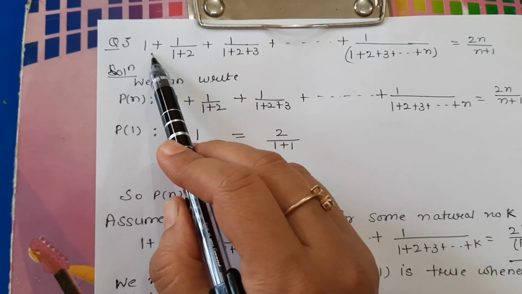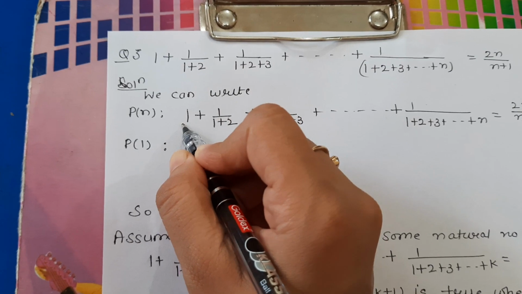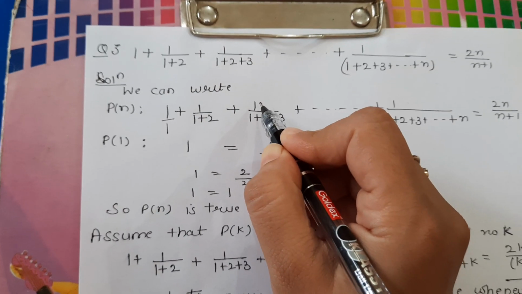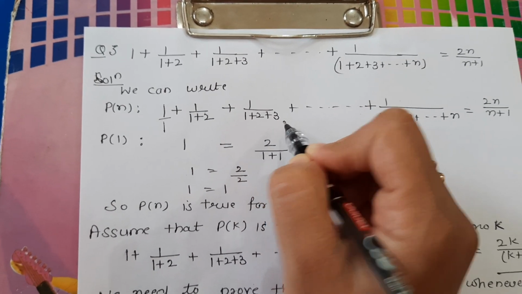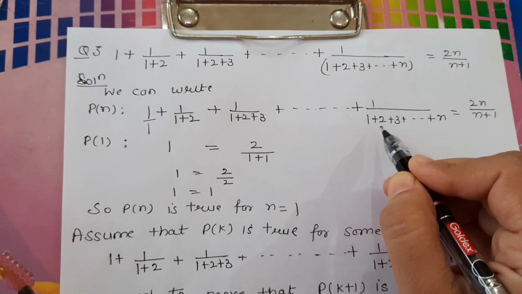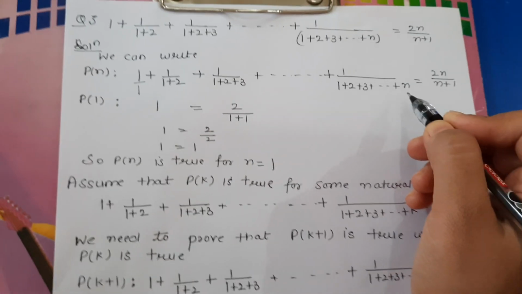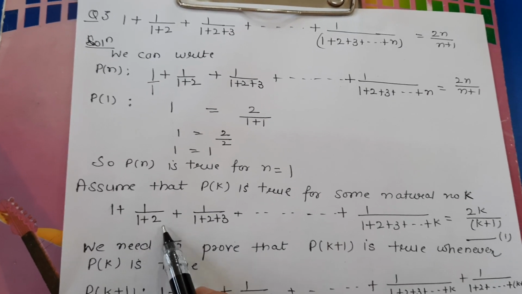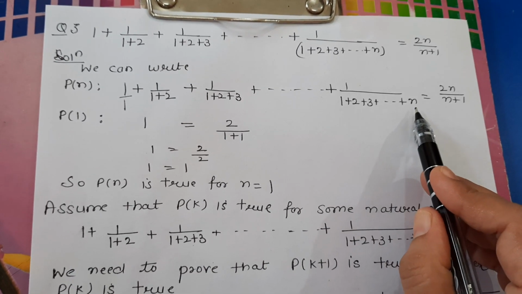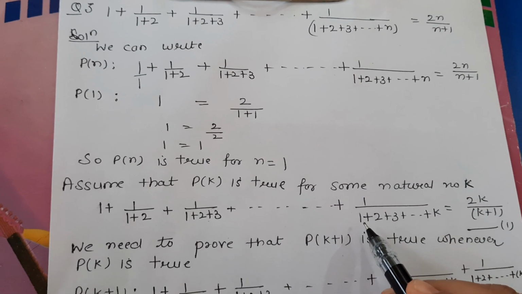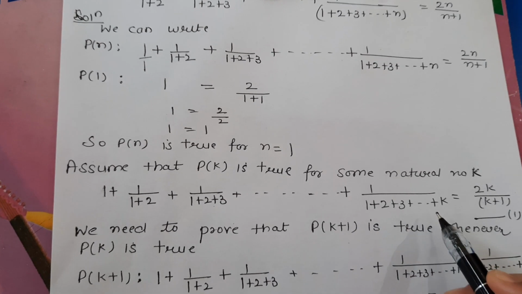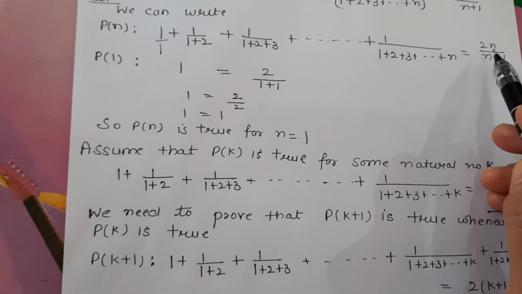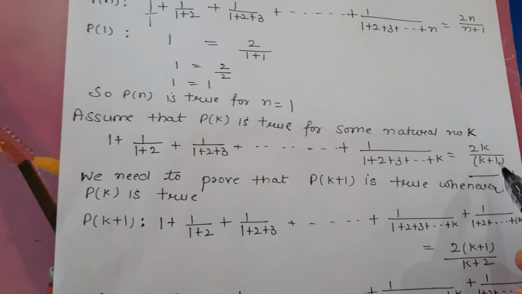Right? Now look at the series. For the first term, you can write this as 1 upon 1. For the second term, 1 upon 1 plus 2. For the third term, 1 upon 1 plus 2 plus 3. This is nth term, 1 upon 1 plus 2 plus 3 up to so on n. If you put n equals k, that means if you are writing the sum for the k terms, this is first term, second term, third term. For kth term, we are replacing n with k here. This is 1 upon 1 plus 2 plus 3 up to so on k. This is your kth term. And on the right hand side, again you are going to put n equals k. So this is 2k upon k plus 1.